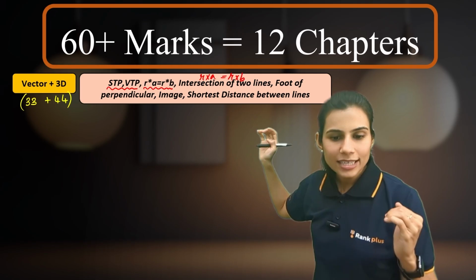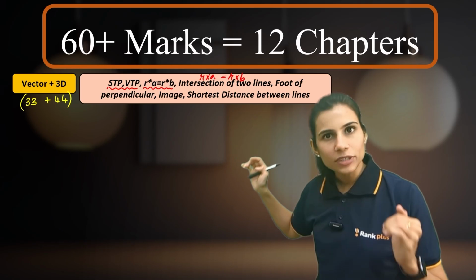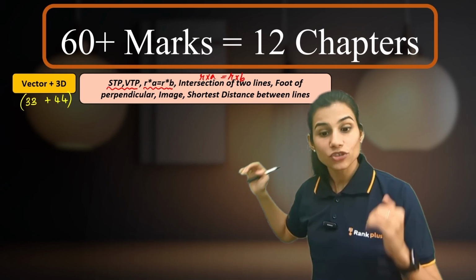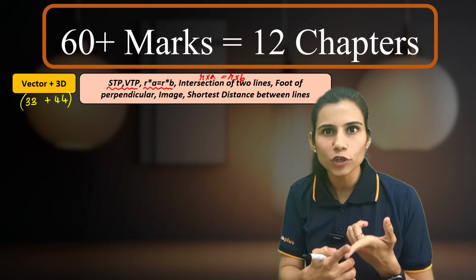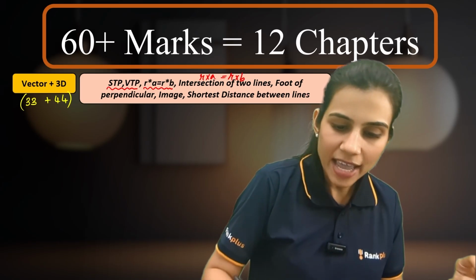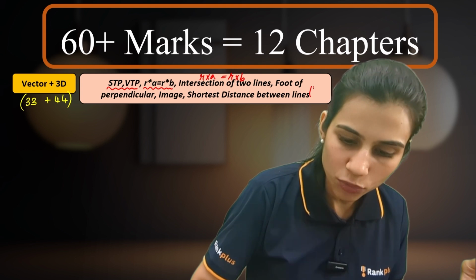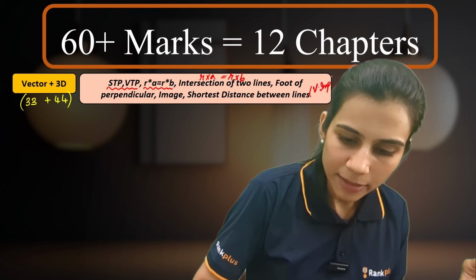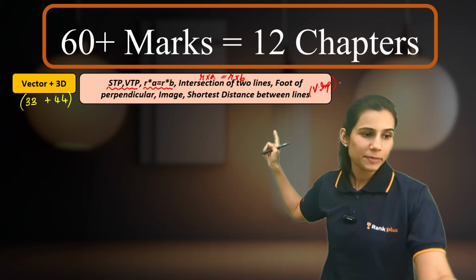Next up is your 3D, from where intersection of 2 lines, foot of perpendicular, image, for which you have your formulas, and you know how exactly to derive, how exactly to solve a question based upon these concepts. How do you find the foot of perpendicular? How do you find the image? Also distance between lines. Very, very important. Shortest distance between 2 lines. Very, very important. Highly repeated concept in the paper.